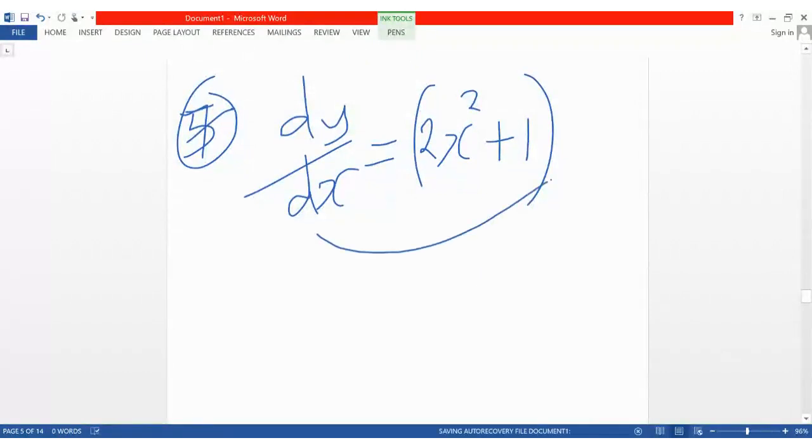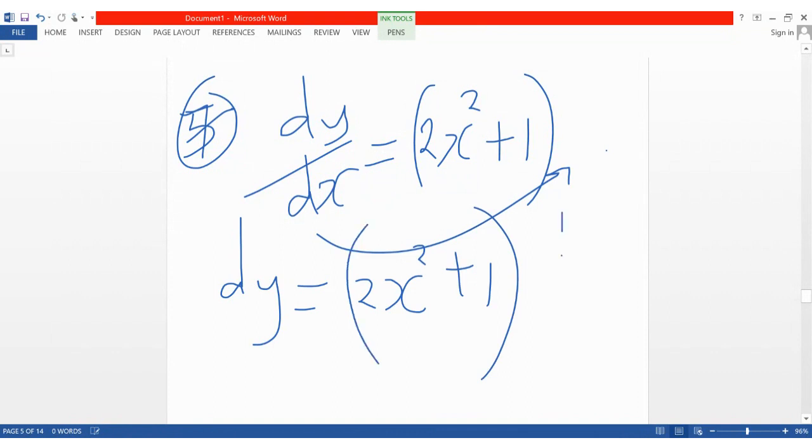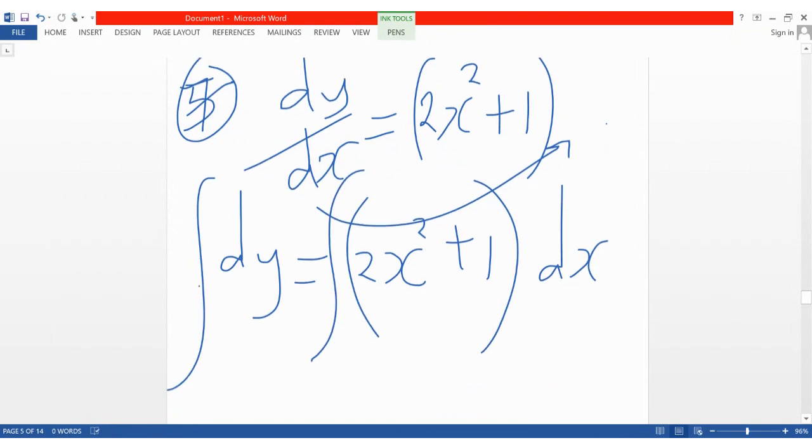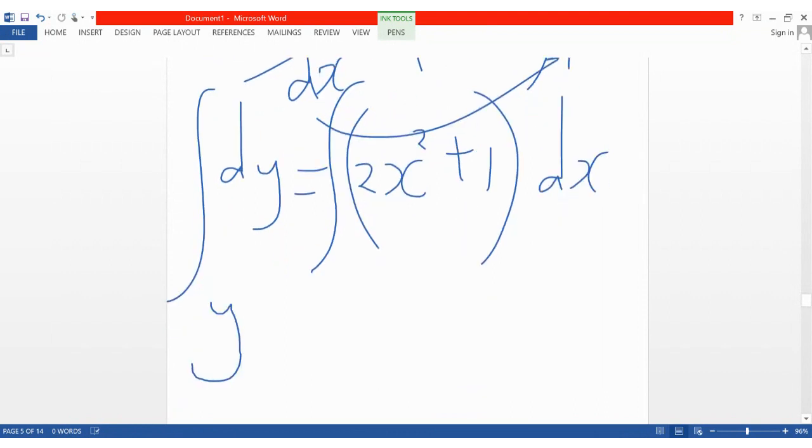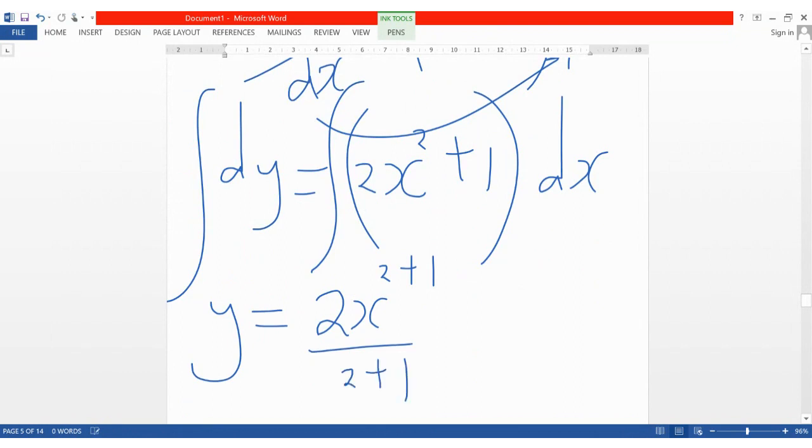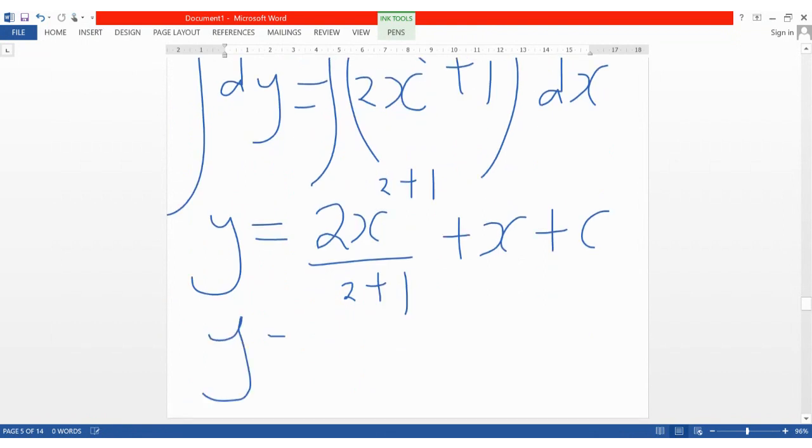So I'll have dy is equal to 2x squared plus 1. Then you must put the bracket. They are very important. Then I can integrate both sides now. When you integrate dy, you get y. When you integrate this one, you get 2x to the power 2 plus 1, you add 1 to the power, divided by the new power. Then when you integrate 1, you always get x, plus c. When you simplify, y is equal to 2 over 3 x to the power 3, plus x plus c.